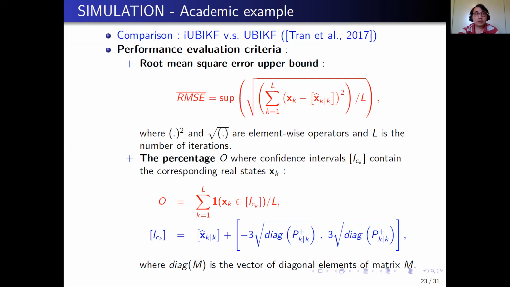The second one is the percentage where the confidence interval ICK contains the corresponding real state XK. The confidence interval ICK is defined by the estimate interval x hat kk plus this interval vector, and it will be called the 3 sigma confidence interval in the next.